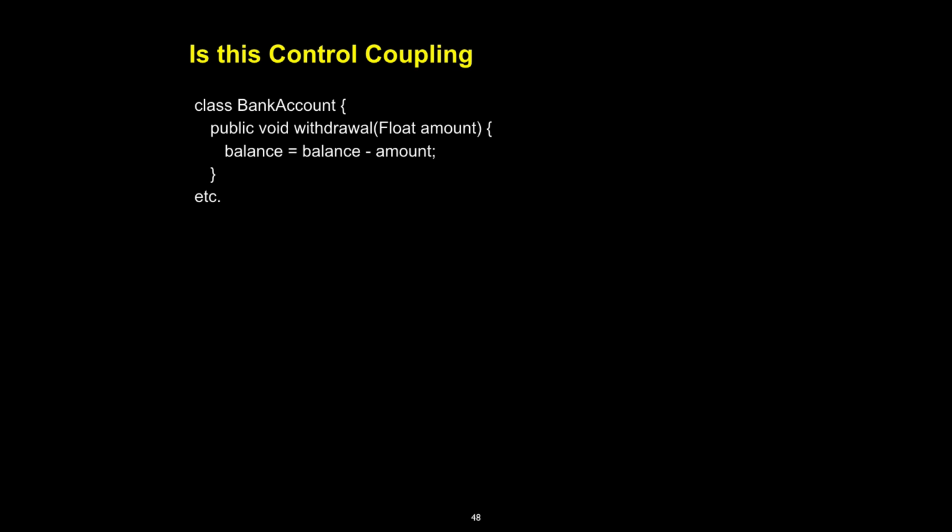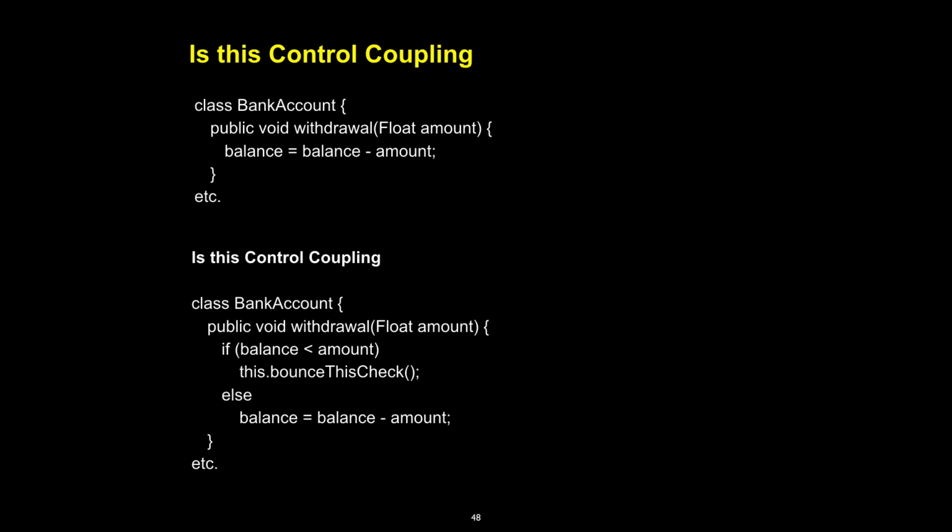Is it? Why? It doesn't change any behavior, right? I'm not controlling the behavior. It's doing the same thing. No matter what I pass in as a float, the function does the same thing. So it's not control coupling, right? Control coupling is I pass in a parameter to decide what to do.